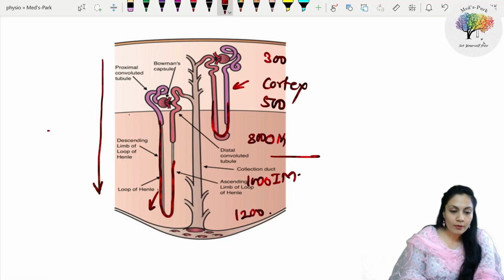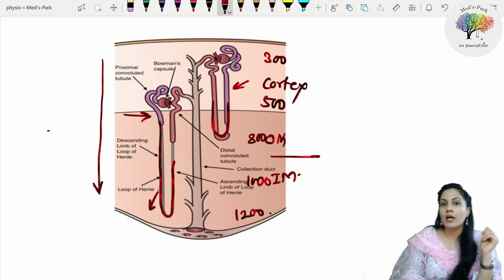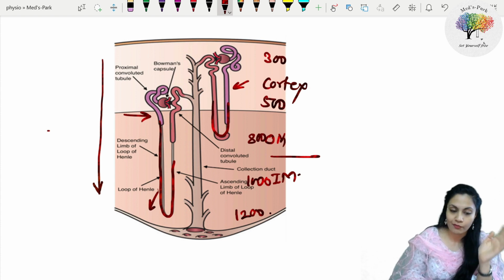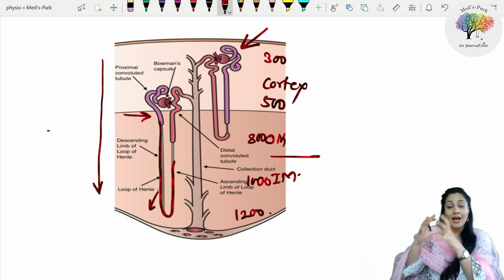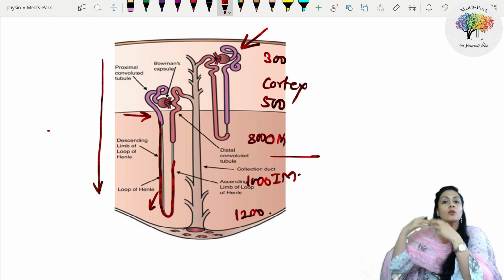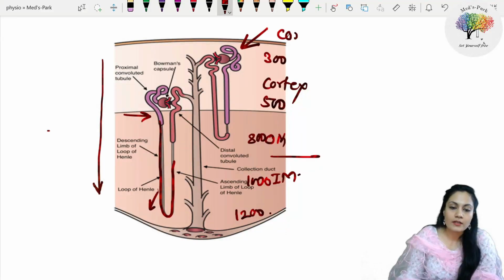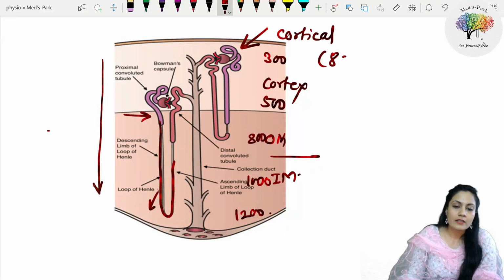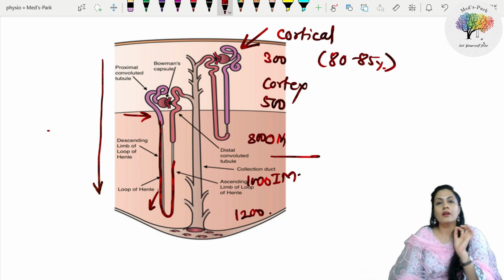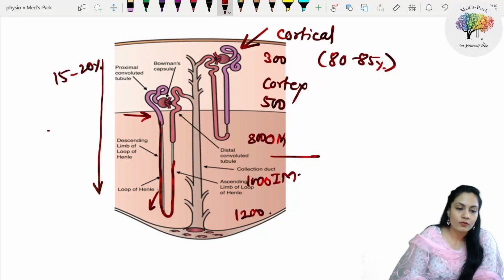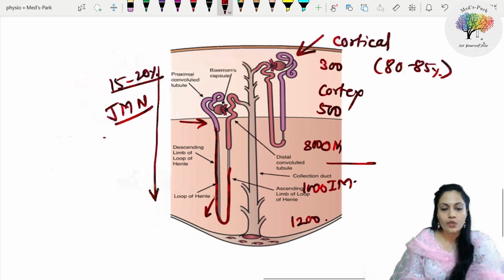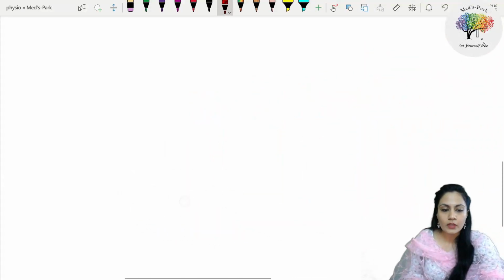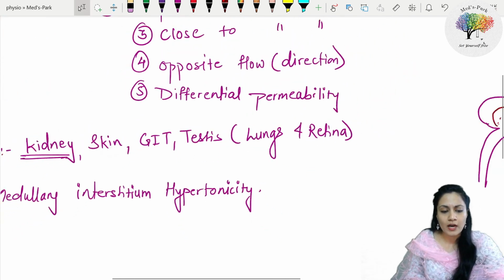Since these nephrons go deep into the inner medulla, they are called juxtamedullary nephrons. On the other hand, the nephrons which have most of their parts on the outer, cortical side are called cortical nephrons. Understand, 80 to 85% of nephrons are cortical nephrons, while 15 to 20% are juxtamedullary nephrons, that is, those which are near the medulla. Now, if you understand that, we can move ahead.